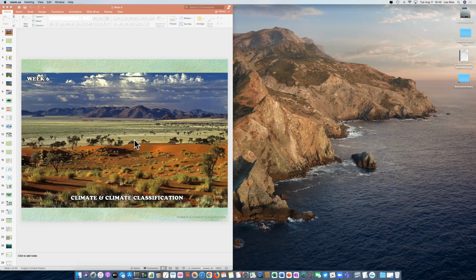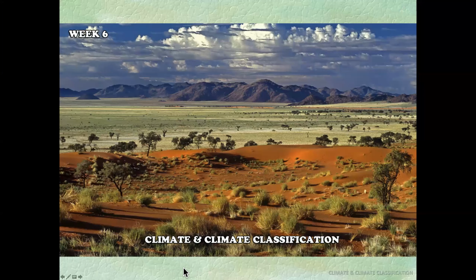So while this isn't the most complicated of material, it is pretty important because it helps you to really understand different regions of the world and why they look the way they do, and why they experience the climate and the challenges that they do. So having said all that, let's move on to the presentation.